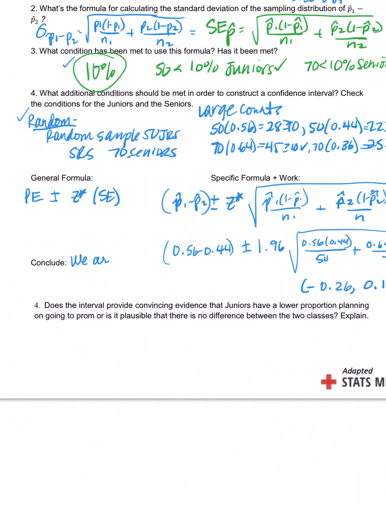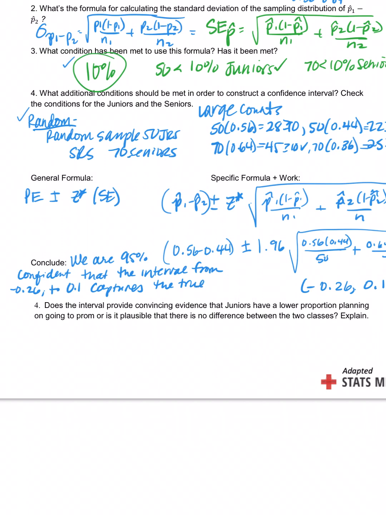So we are 95% confident that the interval from negative 0.26 to 0.1 captures the true difference in proportions. I'm going to abbreviate because I'm running in proportions of juniors and seniors who are planning to attend prom. All right, so yes, it's wordy, we know that.